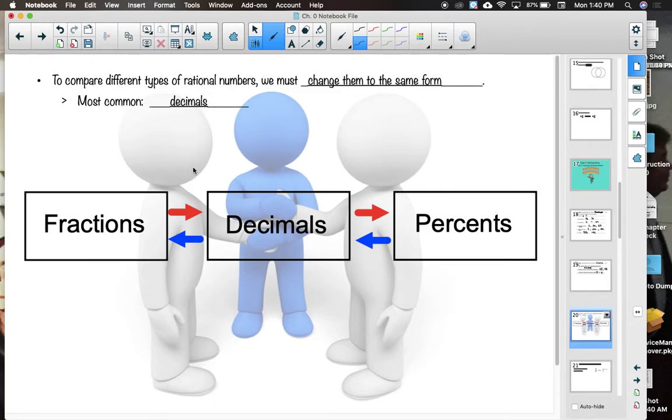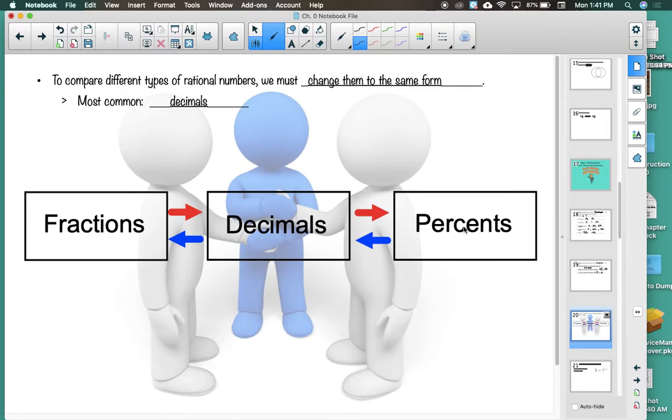And the reason for that is the decimal is like a middleman. It's very easy to turn a fraction into a decimal. It's very easy to turn a percent into a decimal. It's a little more complicated sometimes to go between fractions and percents.